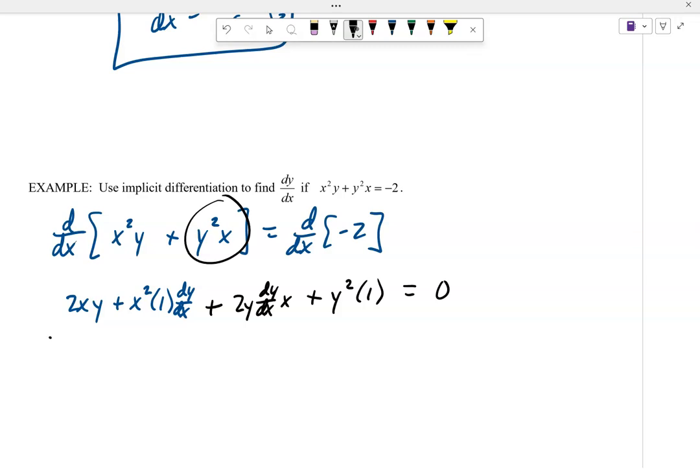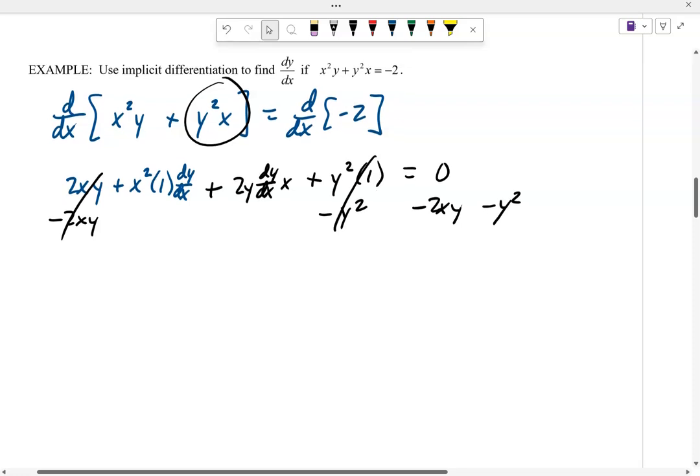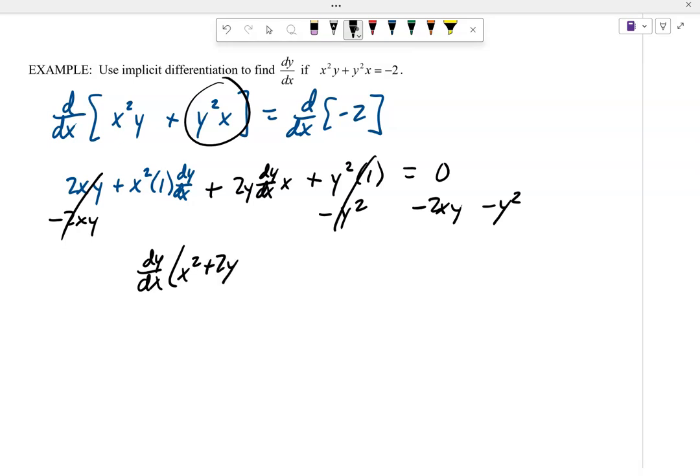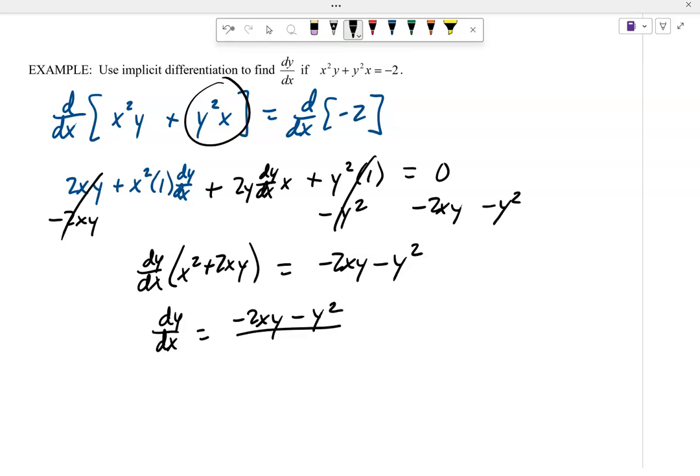Now what I'm going to do is take over anything that doesn't have a dy/dx on it, take that over, take this over, and then I can go ahead and take a dy/dx out. I've got x squared plus 2xy, sorry. And so it looks like I've got dy/dx is negative 2xy minus y squared over, go ahead and divide both sides by x squared plus 2xy.